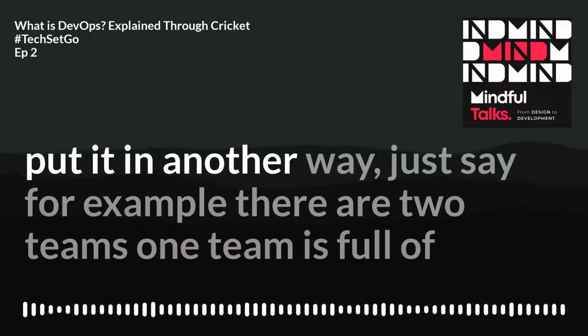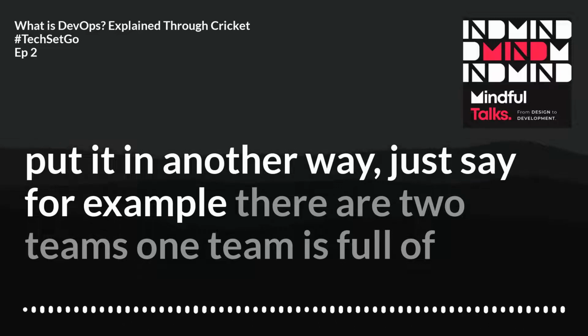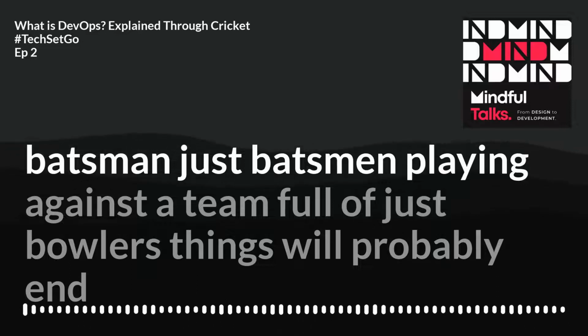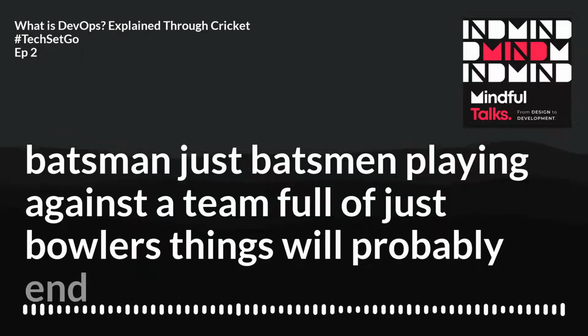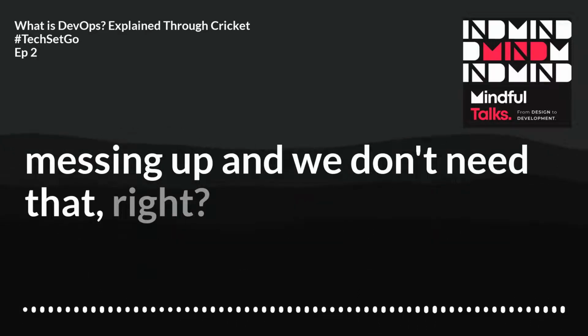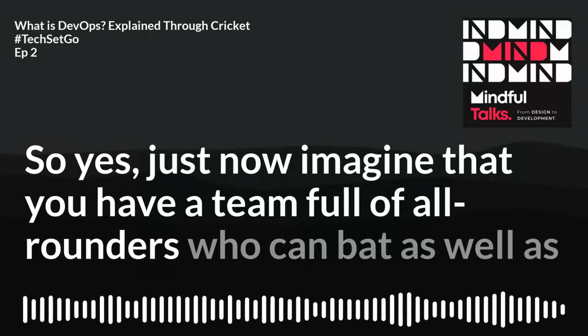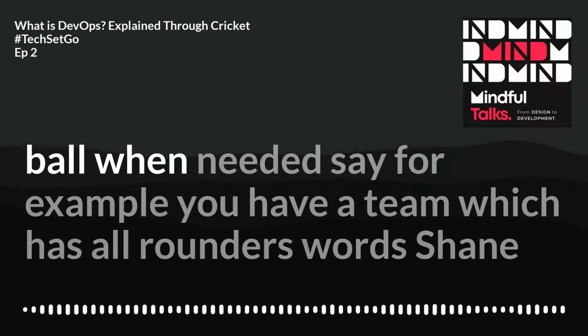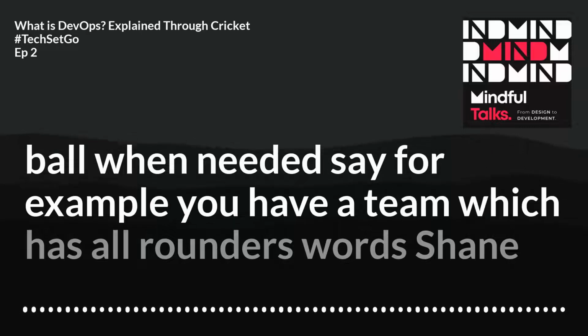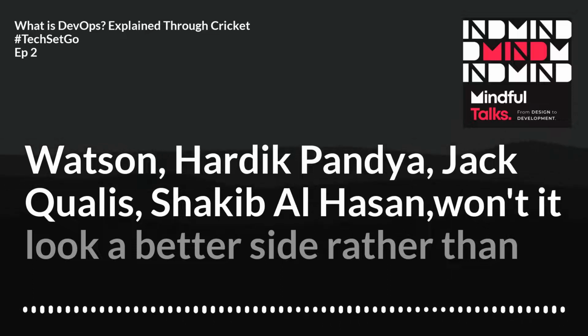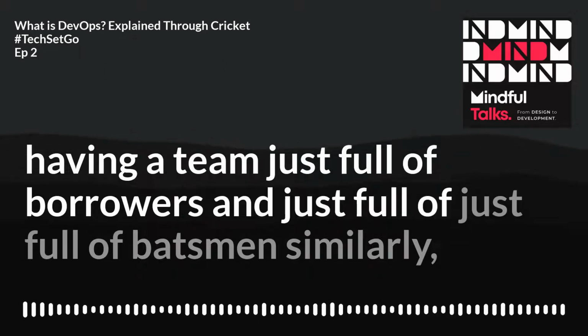Or if we put it in another way, say there are two teams. One team is full of just batsmen playing against a team full of just bowlers. Things will probably end up messing up, and we don't need that, right? So now imagine that you have a team full of all-rounders who can bat as well as bowl when needed. Say you have a team with all-rounders like Shane Watson, Hardik Pandya, Jacques Kallis, Shakib Al Hasan, and so on. Won't it look a better sight than a team just full of bowlers or just full of batsmen?